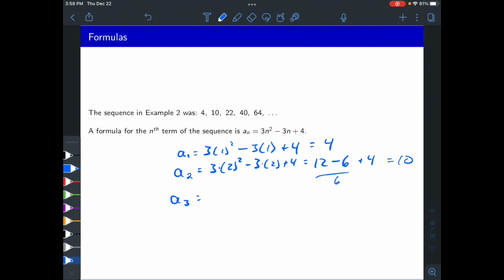A sub 3, hopefully this should give us 22. This will be the last one that I do here. So 3 times 9 is 27. 27 minus 9 plus 4. That's 18 plus 4. So that does give us 22. Okay, cool. So I'm more or less convinced here.